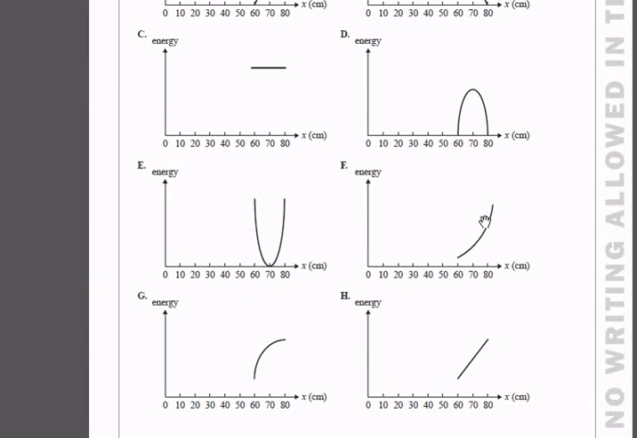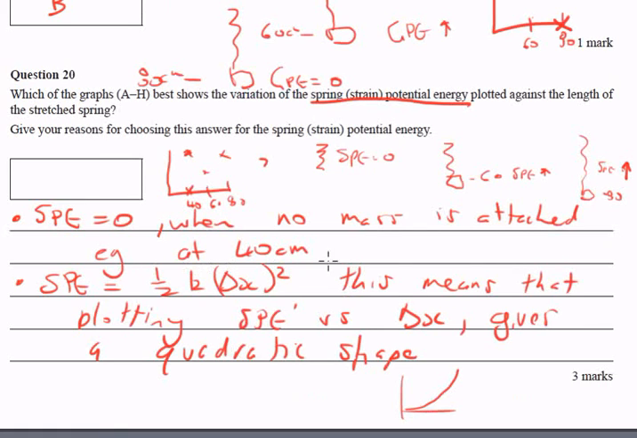The quadratic shape is there, you can see it, and also, if you extend this, you see this line will go down to 0 at 40, which is what we got in the first point. So it must be graph F. This was certainly a hard question. I had a similar question in 2013. The hardest part was knowing that the spring potential energy is 0 when there's no mass on it.